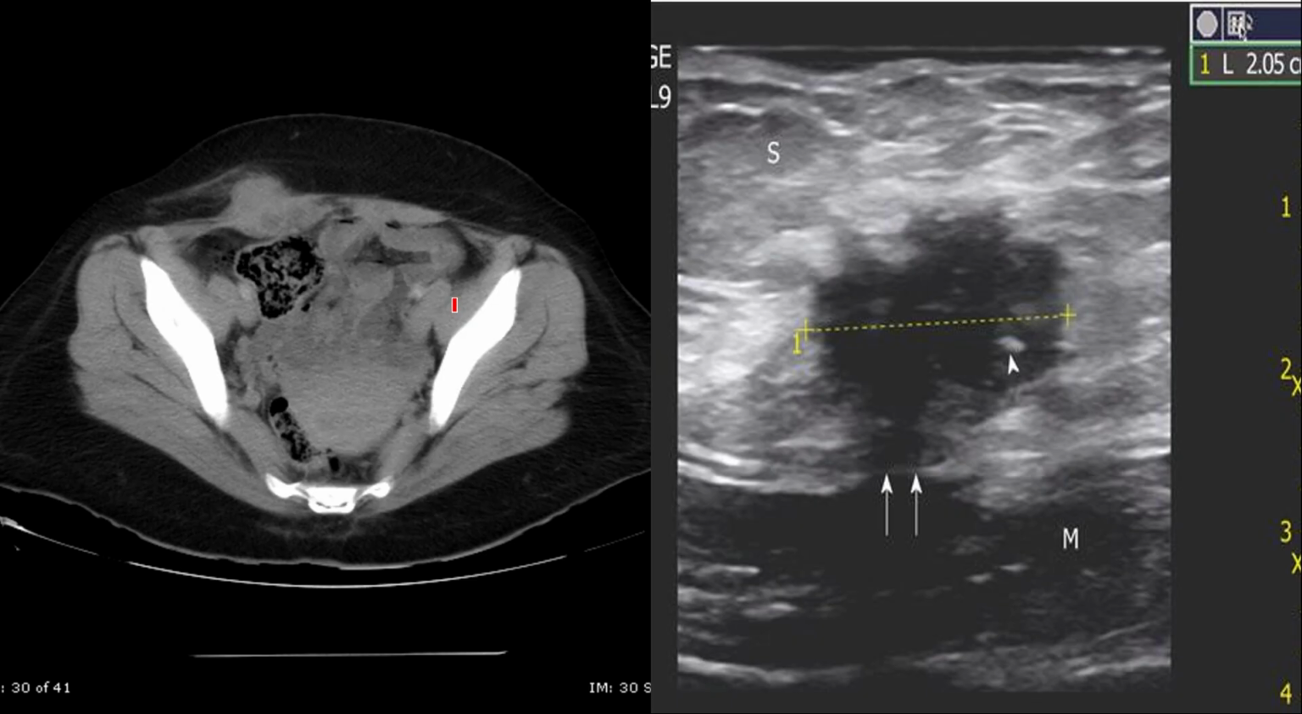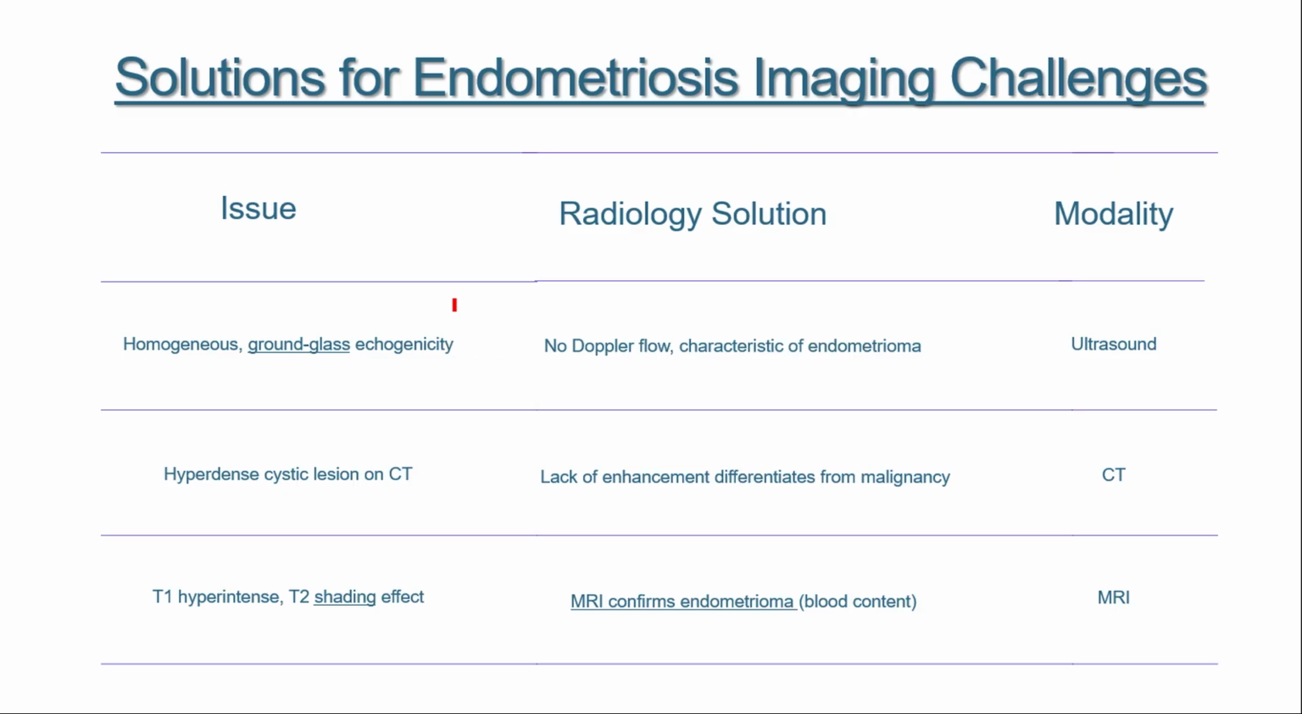But endometrioma in different places can look different. This is a scar endometriosis, which looks different from the ovarian one. It will be diffuse, it will look dark, and it has some distal shadowing as well.